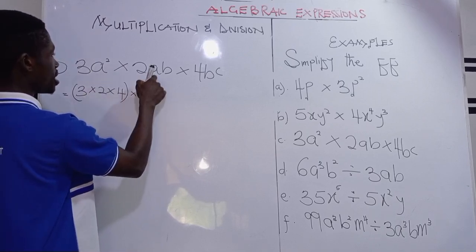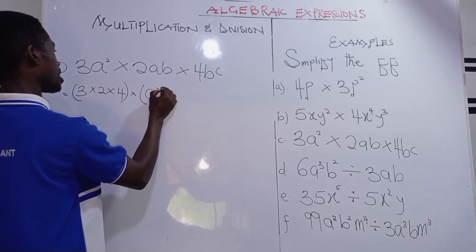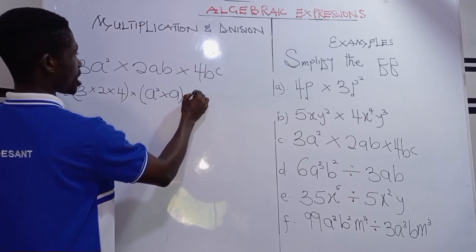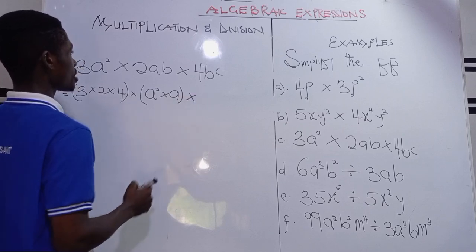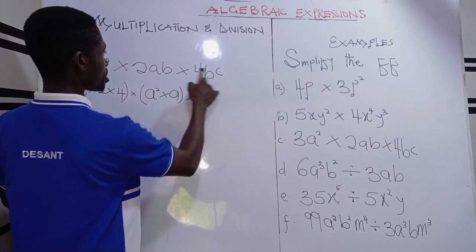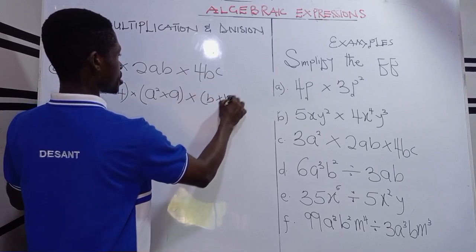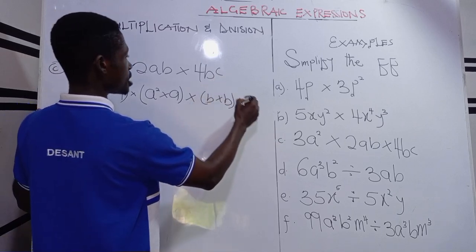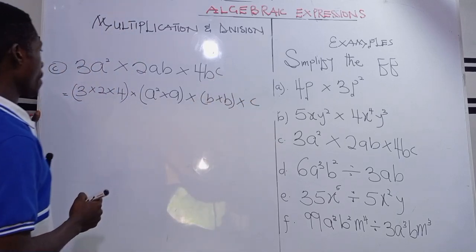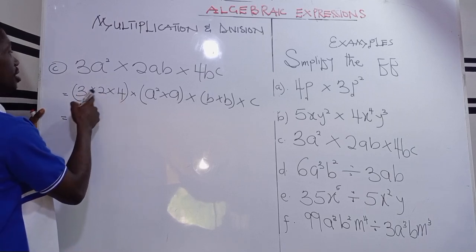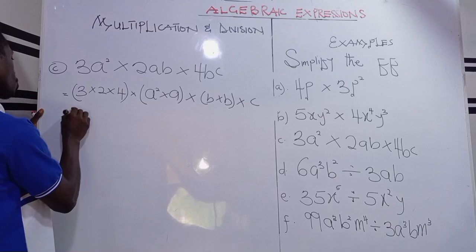Multiply numbers together and then multiply the same letters also together. So we have a squared multiplying this a. And then we have times b multiplying b. We have to multiply the same letters together. We have only one c here, so times c. So 3 times 2 times 4, 3 times 2 is 6, 6 times 4 gives us 24.